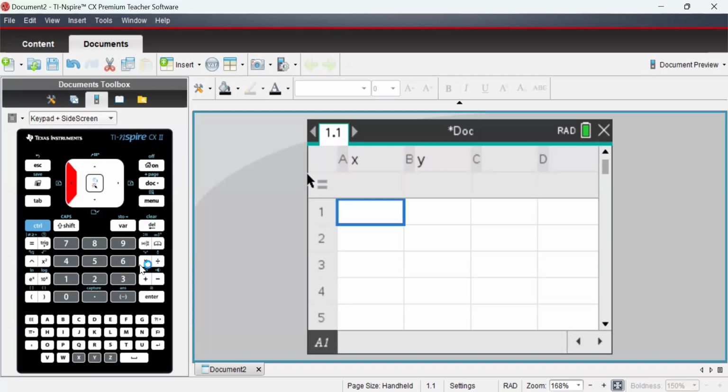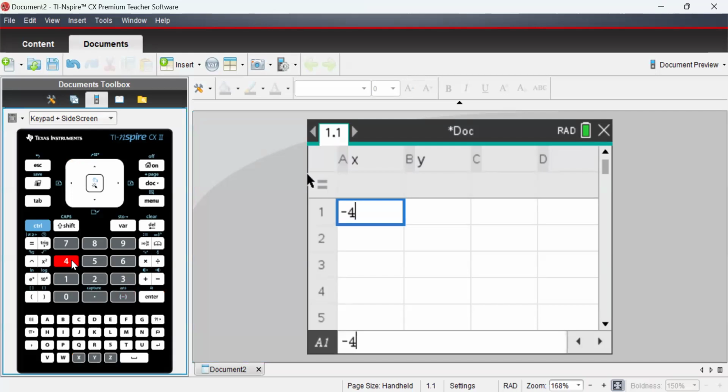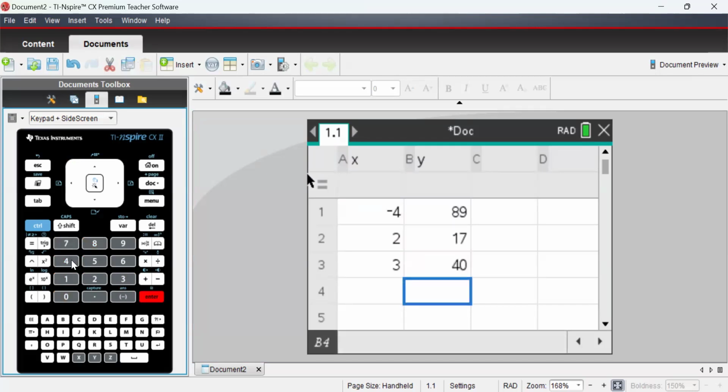Go to your first cell, and we're going to put in our X values. So -4, 2, and 3. And then we put in the corresponding Y values, 89, 17, and 40. Make sure you push enter after you put that last number in. And again, these are ordered pairs. They're points on the graph. So make sure they're paired up correctly. -4 is paired up with 89, 2 and 17, and so forth.